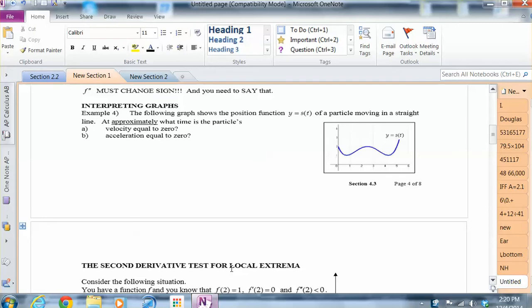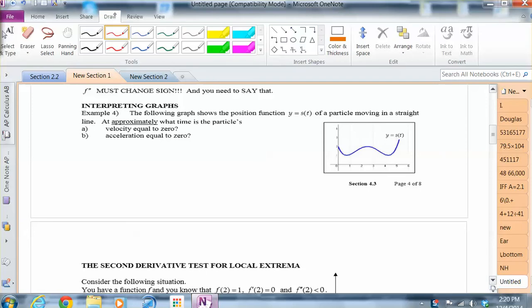The following graph shows the position function of a particle moving in a straight line. At approximately what time is the particle's velocity equal to 0 and acceleration equal to 0? So here we're coming back to linear motion. Now remember, if you have the position function, velocity is simply the derivative of the position function, and acceleration is the derivative of the velocity function. Or you could think of it as a second derivative of the position function.